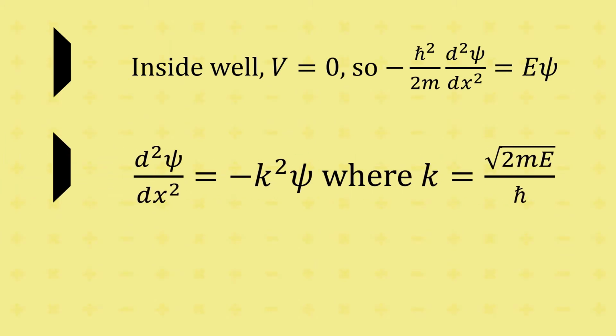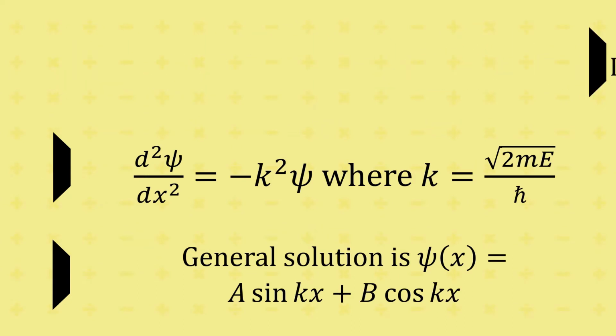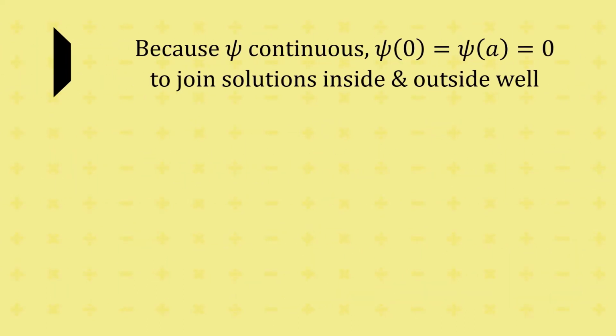Thus, the second derivative of psi with respect to x is equal to minus k squared psi, where k is given by this expression here. This has general solution psi of x equal to A sin kx plus B cos kx. Because psi is continuous, we must have that psi of 0 equals 0 and psi of a equals 0 to join the solutions inside and outside the well.